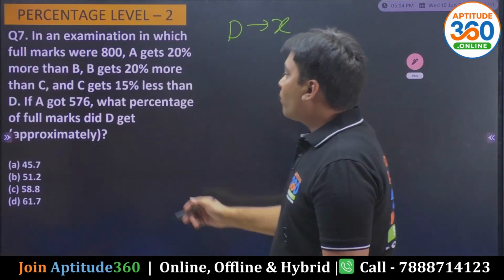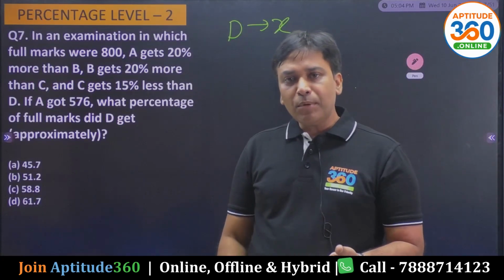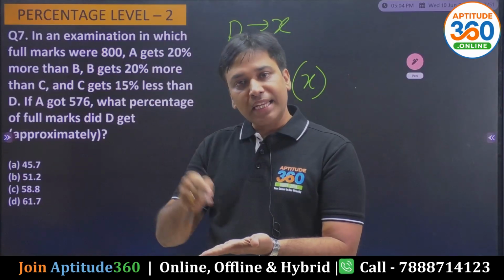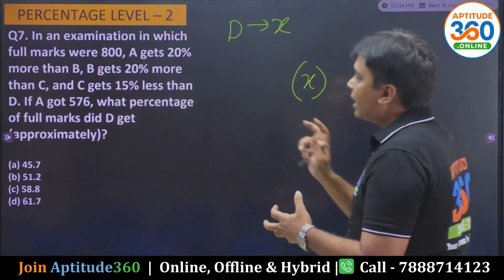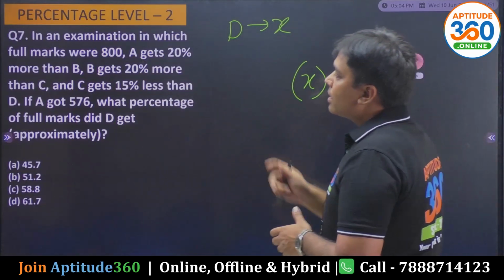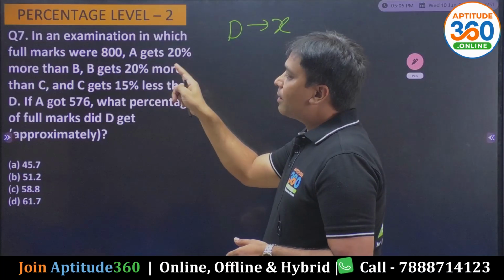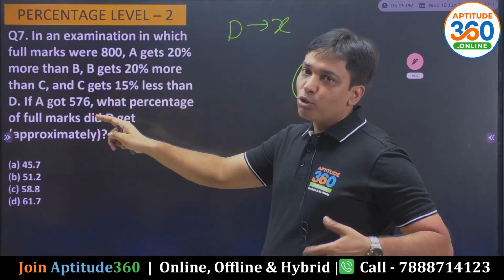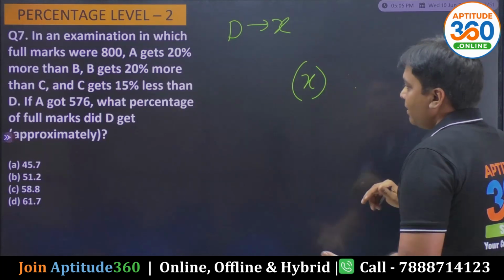And then the problem says, why am I taking D? Because wherever the comparison begins, that value should be taken as 100. Now if you look at the whole system, C is getting compared with D, B is getting compared with C, A is getting compared with B, but D is not compared with anyone anywhere, so I took D as X. That is it.